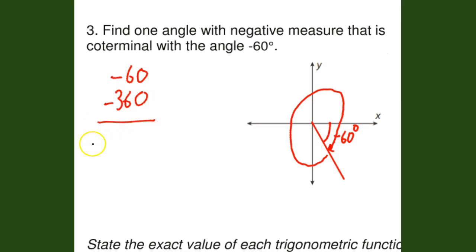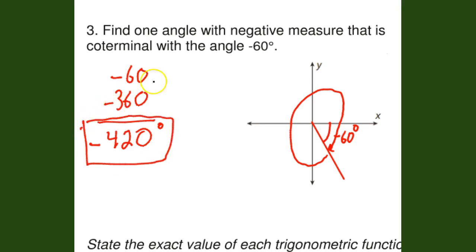So that's going to give us a negative 420 degrees. In this case, I did subtract 360 because it does say we want another angle with a negative measurement. I could have gone the other way and it would give me a positive measurement. So it just depends on the question.